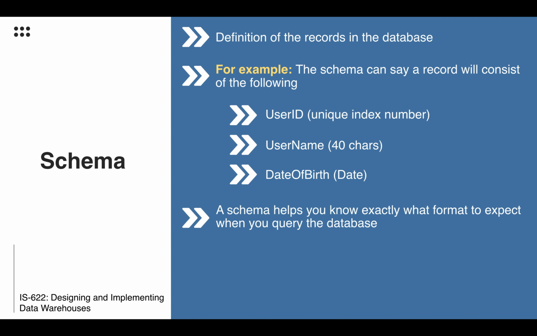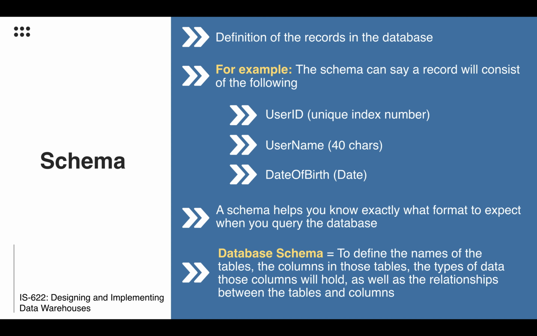So schema helps you know exactly what format to expect when you query the database. Schema usually helps you to know how to query the database, because if you know the structure of a table, then you know how to write your query. Every query starts with select something. If you don't know how a table in a database is structured, you cannot write any query. So you should know how the table in the database looks like, so that you can write a query for it.